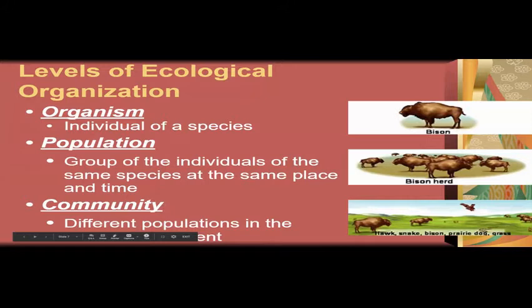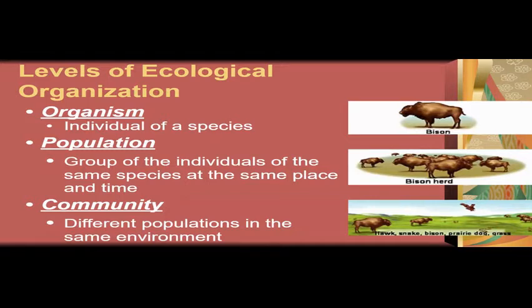There are 6 levels of ecological organization when we are talking about ecology. The smallest level is an individual organism. That would be one individual of a species. The next level, getting a little bit larger, is a population. A population is a group of individuals of the same species at the same place at the same time.